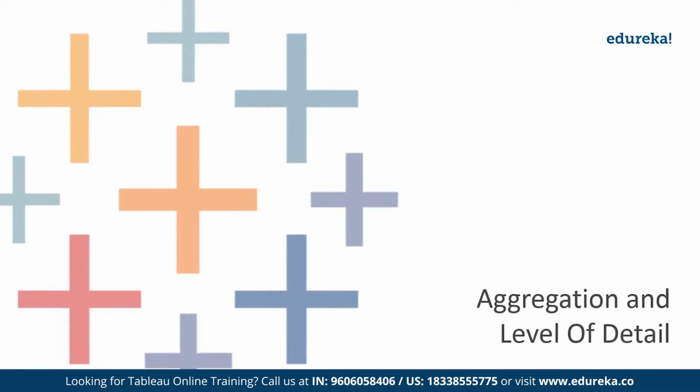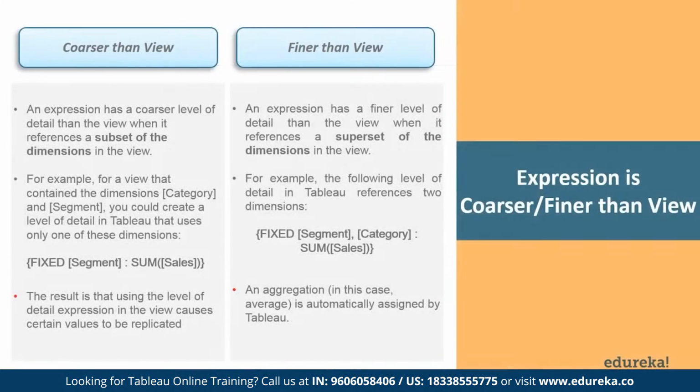Now let's go ahead and look at aggregations and level of detail. Now the level of detail of the view determines the number of marks in your view. So when you add a level of detail expression to the view, Tableau must reconcile two levels of detail, the one in the view and the one in your expression. The behavior of a level of detail expression in the view varies depending on whether the expression's level of detail is coarser, finer, or on the same level as the level of detail in the view.